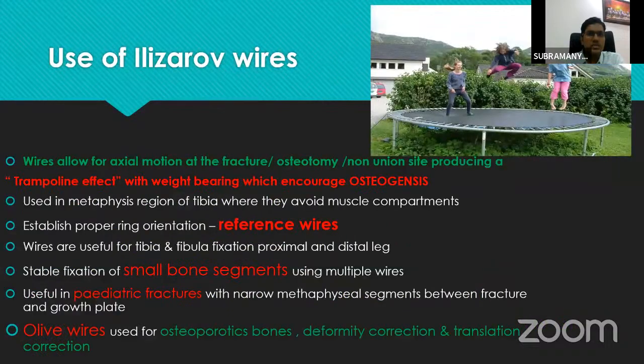So why do you use Ilizarov wires? What is the difference compared to an LRS, that is shunt pin? The wires allow axial micromotion. That is, it produces a trampoline effect. So on weight bearing, it encourages osteogenesis. The Ilizarov wires are mostly used as a reference wire to mount the frame. In small bone fragments or pediatric fractures also, we can use Ilizarov wires.